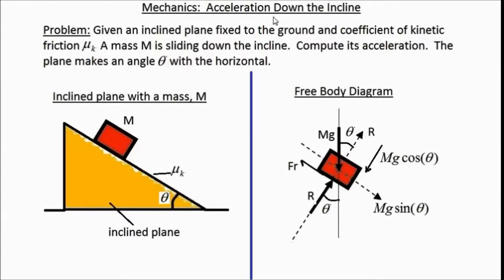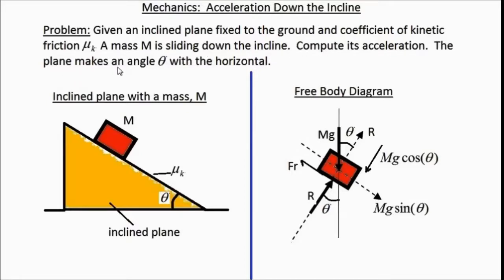Acceleration down the incline. The problem is we are given an inclined plane fixed to the ground, and the coefficient of kinetic friction mu k is also given. So this inclined plane is fixed to the ground, and the mu k, the kinetic friction coefficient between the block which is sliding on this inclined plane and the inclined plane itself, is mu k. That is the coefficient of friction. A mass m is sliding down the incline, and we must compute its acceleration.